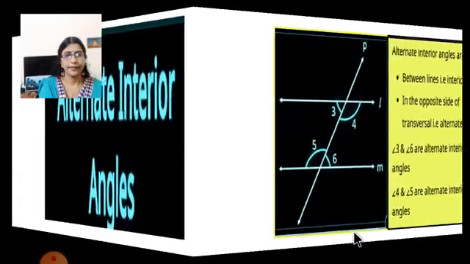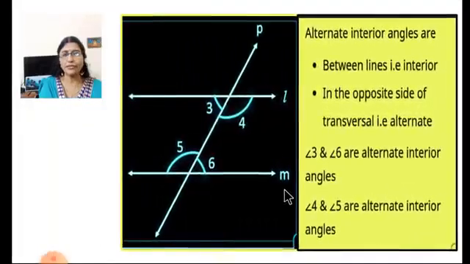Now you see this figure, you will understand better. Now see here, these are the interior angles. Just now we have learned angle 3, angle 4, angle 5 and angle 6 as they are inside, on the interior side of both the lines. So they are interior angles. So alternate interior angles are between lines, that is interior. First point, they will be in the interior of the lines.